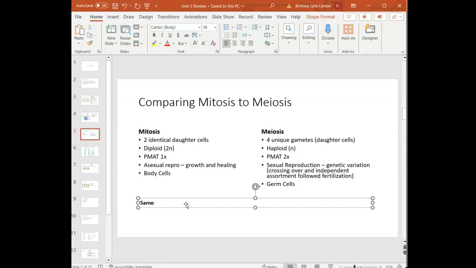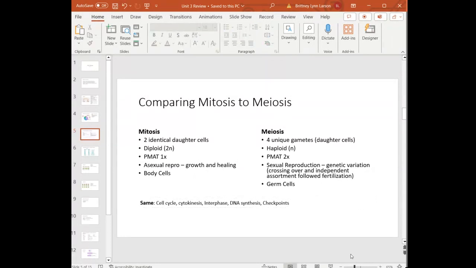In addition, make sure you can tell me what they have that's the same. They both go through the cell cycle. They both have cytokinesis, right? They both have interphase. There's DNA synthesis, right? Something like that. Checkpoints. Either way, okay, you're going to put those in there. So hopefully you guys have looked at that. A couple of people on the pre-lecture and the quiz that included this comparing gave me one part of the answer. Make sure you give me both.